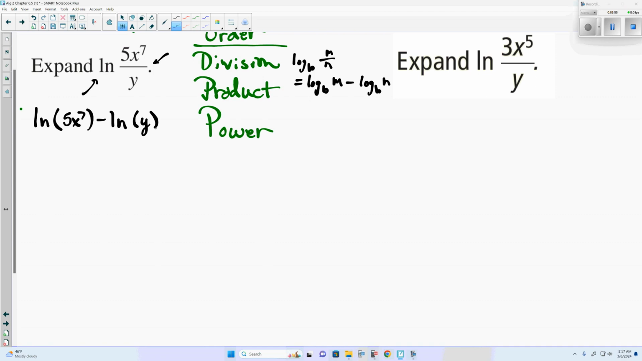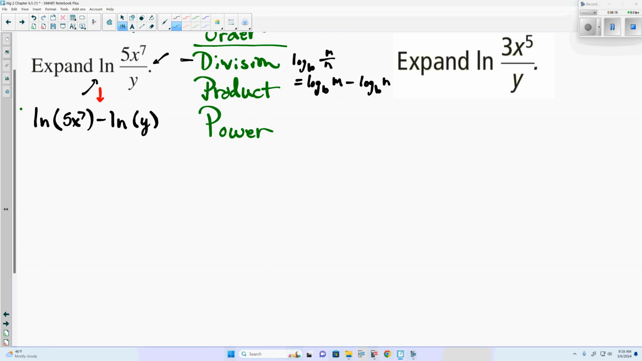Now I do want to point this out. It's not super key at this point, but anything in the bottom of the fraction is going to have a minus in front. Anything that's going to be in the bottom of that fraction should have a minus in front. So if we have 3 things in the bottom, we should expect to have 3 logs with a minus in front. So we good with our division property, our quotient property?